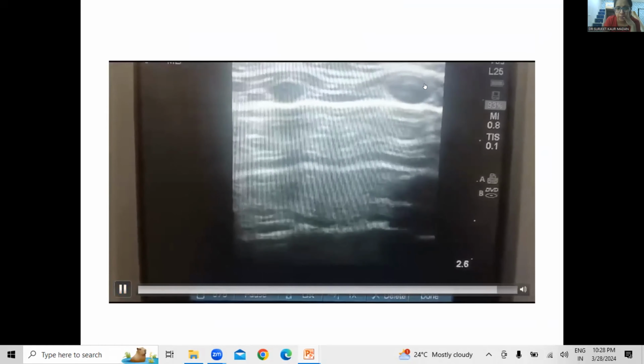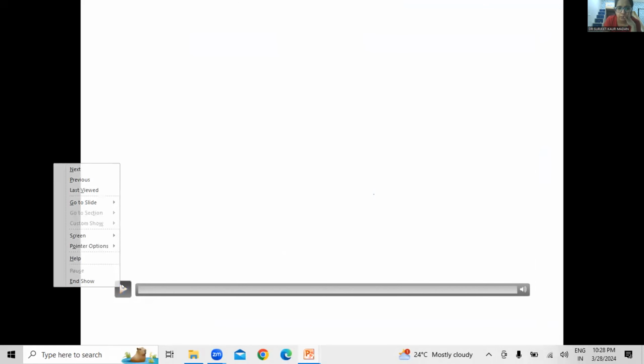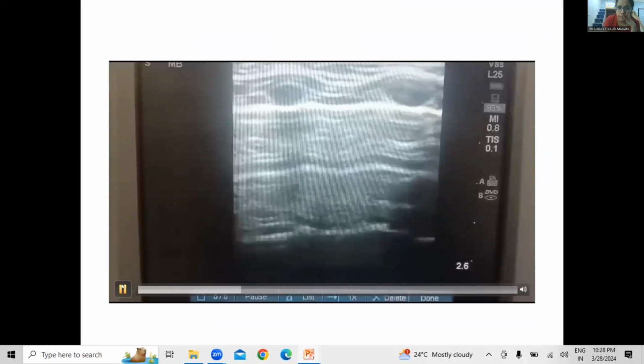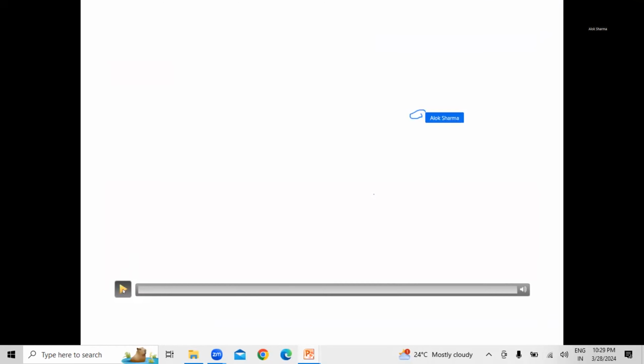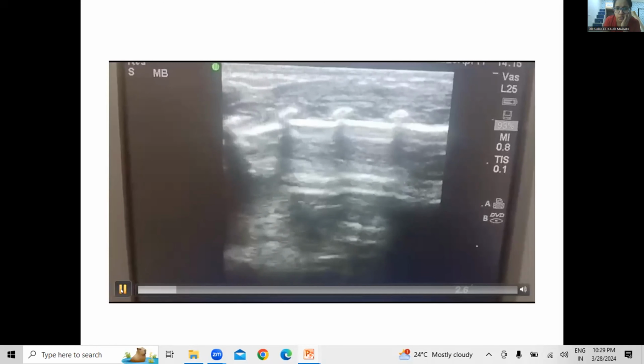And here I can see a bat wing sign and good lung sliding. I agree. A profile, and I can see A lines. And in the next picture, on the other side, this was the image.